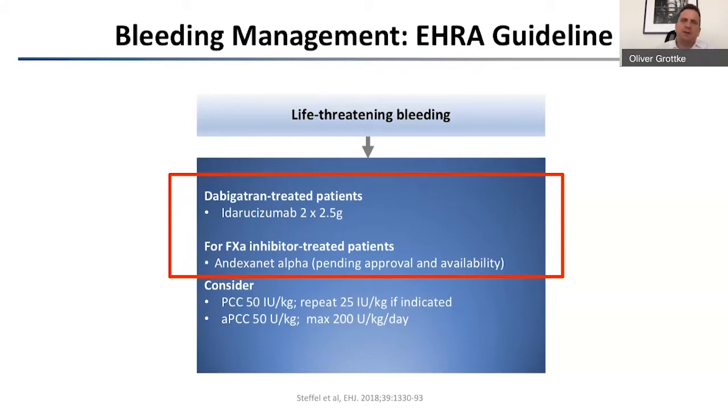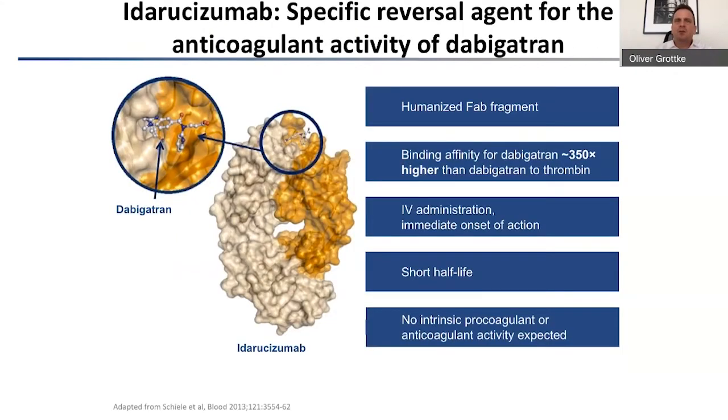Idarucizumab was actually the first antidote, licensed in 2016 as a specific antidote for the direct thrombin inhibitor dabigatran. It's a very large molecule, a humanized Fab fragment, and the binding between idarucizumab and dabigatran is irreversible. The binding affinity for dabigatran is about 350 times higher than that of dabigatran to thrombin.